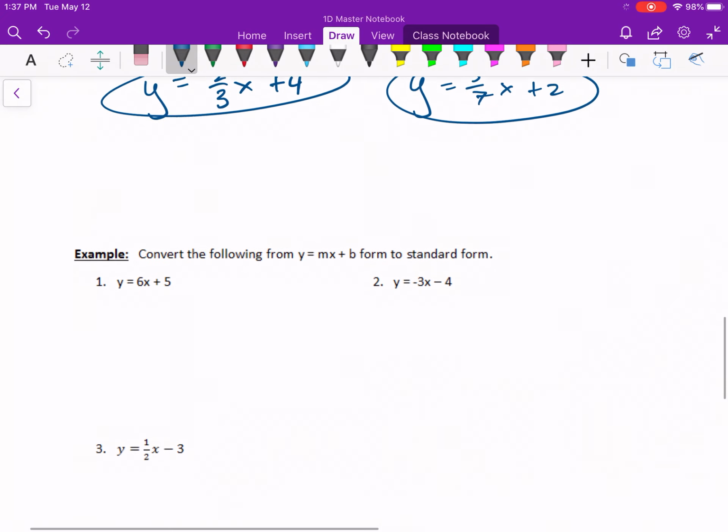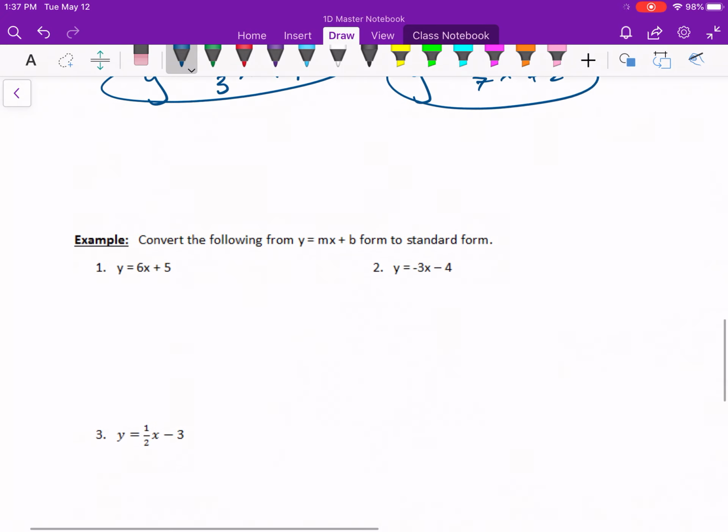Next. Convert the following from y equals mx plus b to standard form. Now we're just going the other way again. So going from y equals mx plus b to standard. So we put them in order. We want it to look like this: ax plus by plus c equals 0. Step 1, bring everything over, put them in the correct order. So I'm going to put the x term first, changing the sign, plus y minus 5 equals 0.